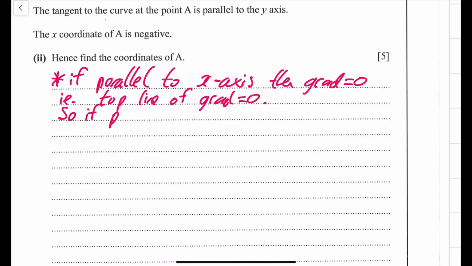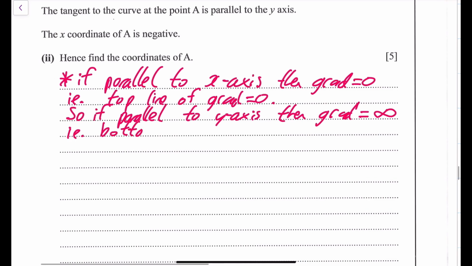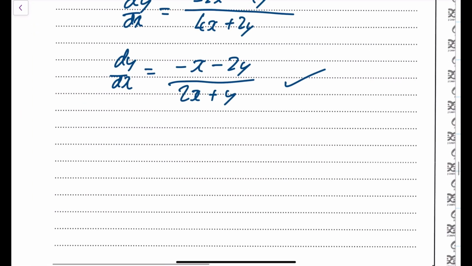Now, if it's the opposite, not parallel to the x-axis but parallel to the y-axis, then the gradient, instead of 0, because it's not horizontal, it's going straight up, so the gradient's actually infinity, i.e. the bottom line of the gradient equals 0. So that's quite tricky. So that's how we look at this. If this bit's equal to 0, there's what's called a discontinuity. That means it's shooting straight up in the air.